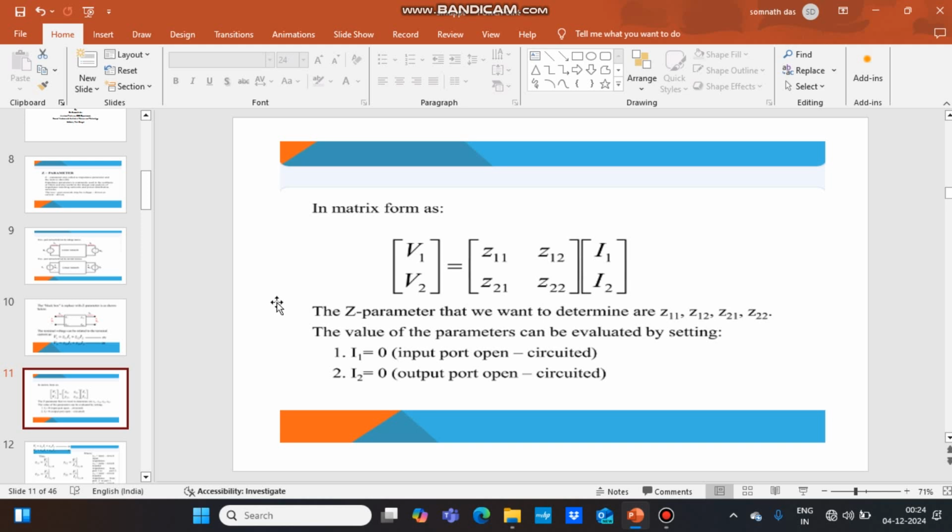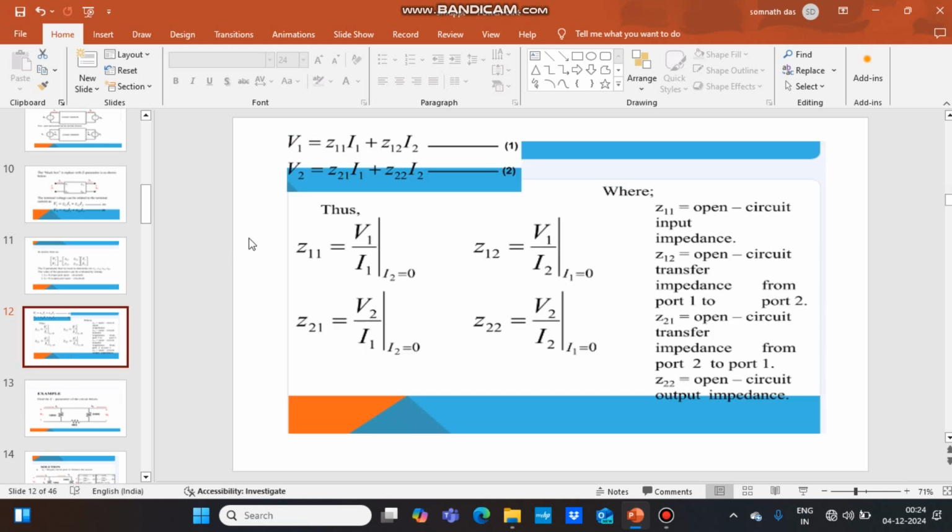To find the different Z parameters, we will apply two conditions. In one condition we will open circuit the input terminals, and in another condition we will open circuit the output terminals. When we open circuit the input terminals, I1 becomes 0, and when we open circuit the output terminals, I2 becomes 0. These two conditions are needed to find the different Z parameter values. From equation 1 and equation 2, we will find the values.